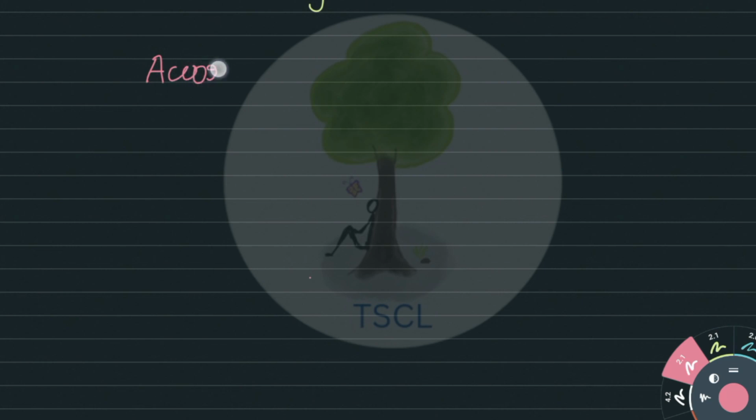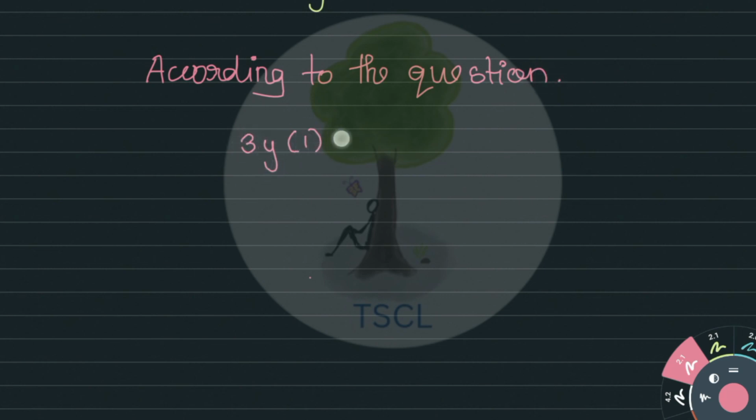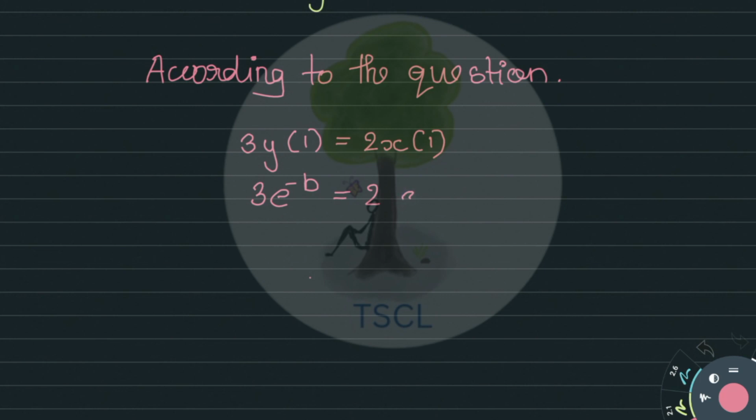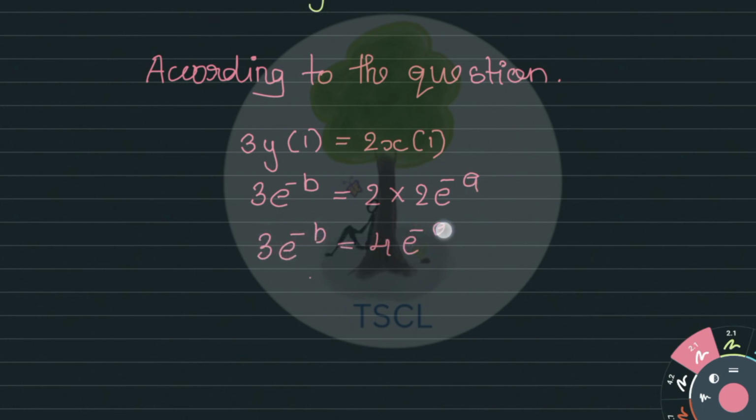According to the question, 3y1 is equal to 2x1. That is 3 e raised to minus b is equal to 2 into, so 2 into 2 e raised to minus a. This gives 3 e raised to minus b is equal to 4 e raised to minus a.